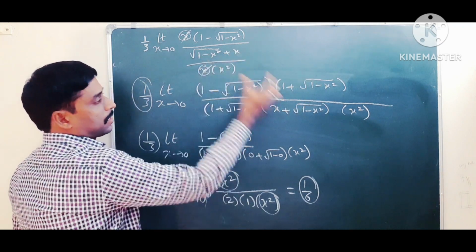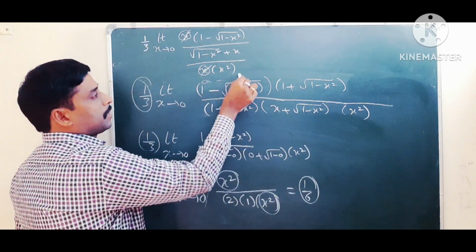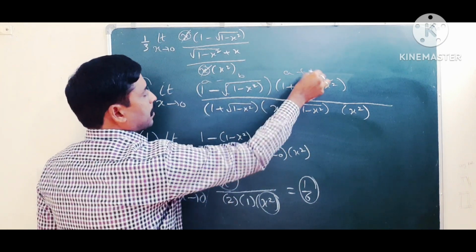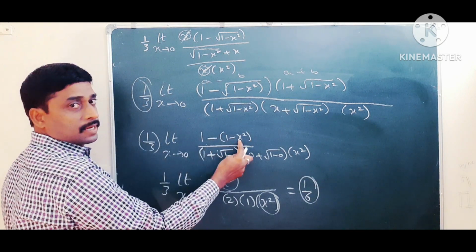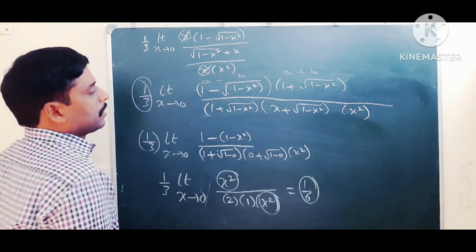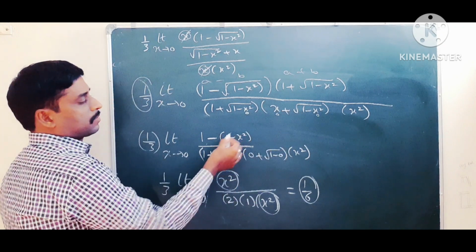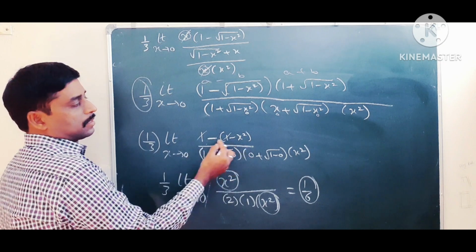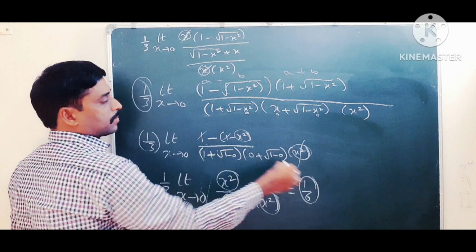What is the denominator, right? As it is here, into x square. So we have a minus b into a plus b. What is the formula? a square minus b square. 1 square minus the root gets cancelled, 1 minus x square. So the numerator expression, right? Here minus 1 plus 1 gets cancelled. Here what is there? x square. Here x square gets cancelled.